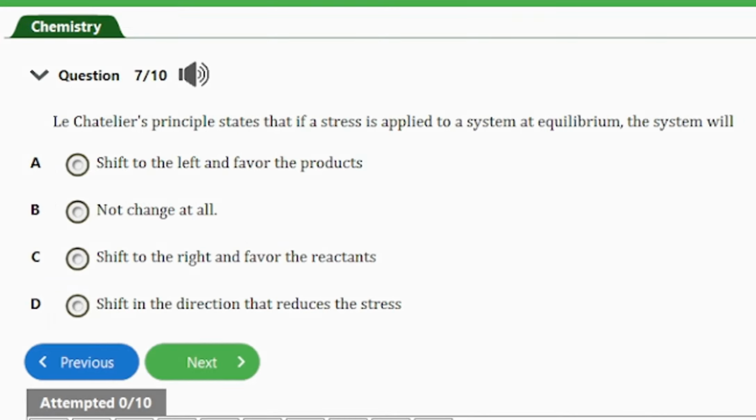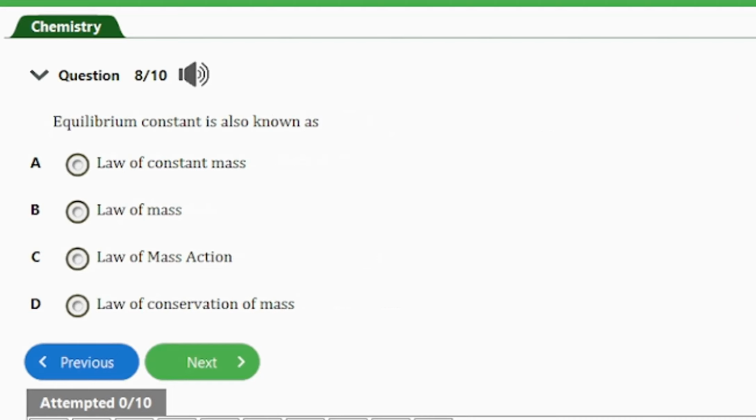Question number 7 here. It says Le Chatélier's principle states that if a stress is applied to a system at equilibrium, the system will A, shift to the left and favor the products, B, not change at all, C, shift to the right and favor the reactants, D, shift in the direction that reduces the stress. So guys, the answer to this question is option D here. That's to shift in the direction that reduces the stress. So let's consider the next question, and that's question number 8 here.